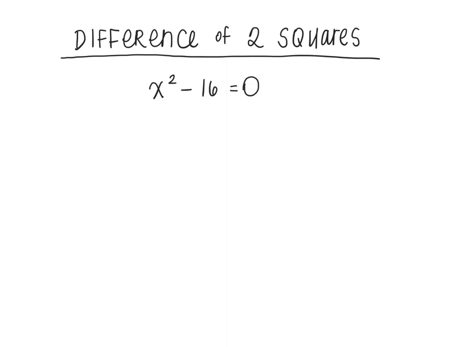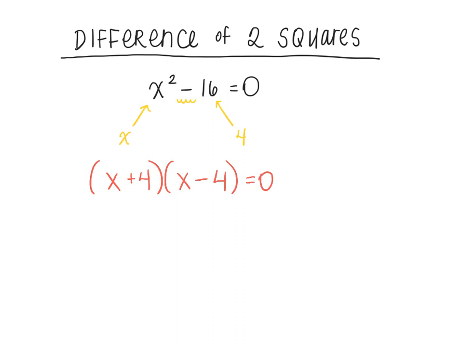So when this is the case, what I know is that I can take the square root of x squared, which will give me x. The square root of 16 will give me 4. And I have this minus sign in the middle. That means when I factor this, I can factor it to be x plus 4 and x minus 4. And now that is it.